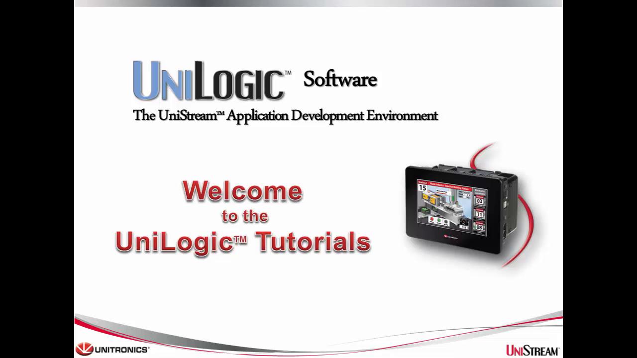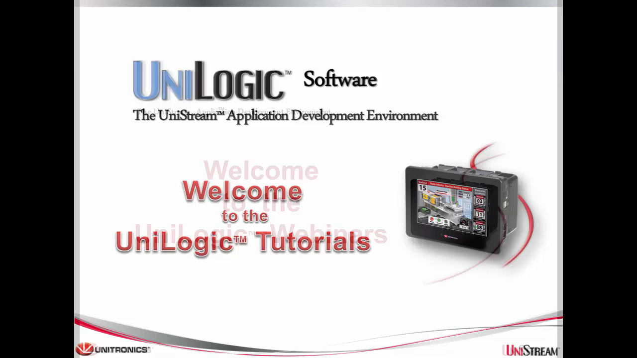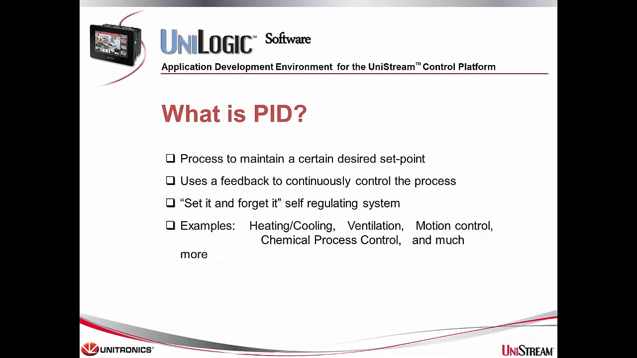This tutorial is about how to implement proportional, integral, and derivative, or PID, control into your application. Based off of a system feedback, a PID loop will continuously control a dynamic process where variables are constantly changing. The purpose of this control is to maintain a desired set point based on feedback. This is a standalone process, meaning you can set it and forget it, and the system will regulate itself.